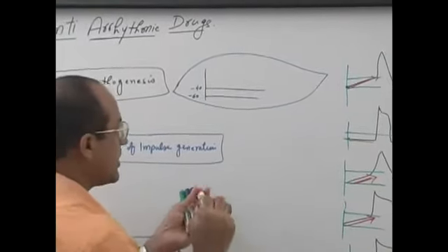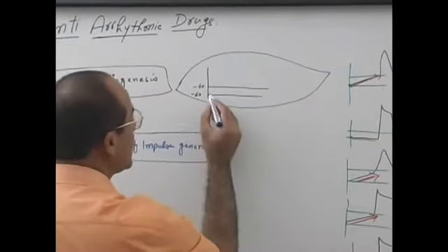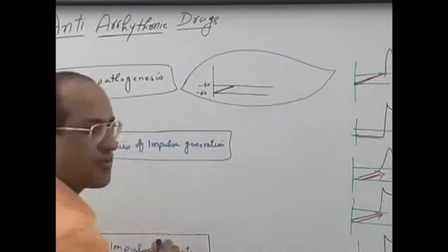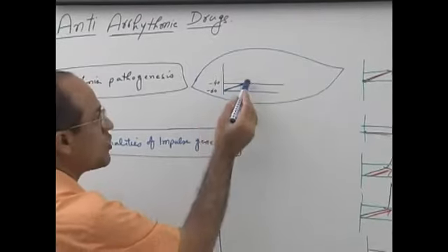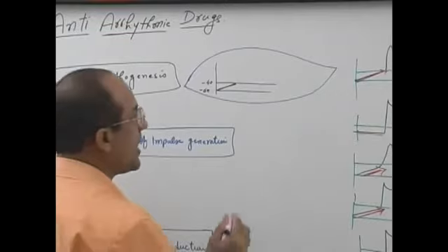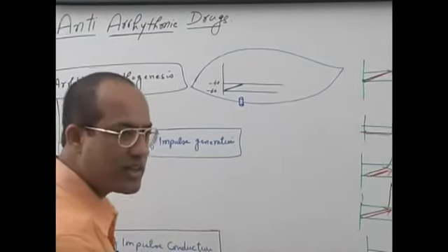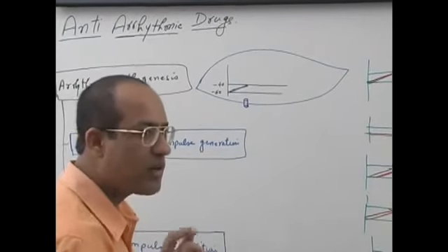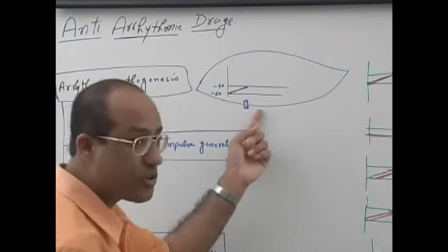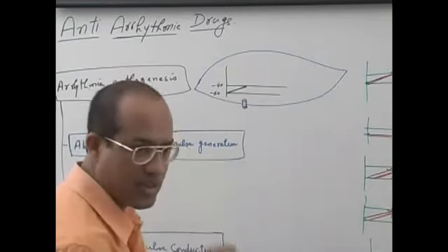And what we are talking about is that in the SA node the resting membrane potential gradually slips towards threshold. Now why does it go from minus 60 to minus 40? The answer is that SA nodal cells have leaky sodium channels, with a few calcium channels. So it means when the SA nodal cells are resting, still some sodium and calcium goes in.